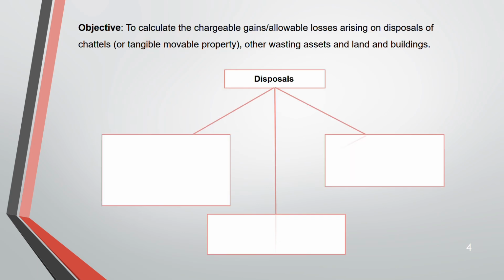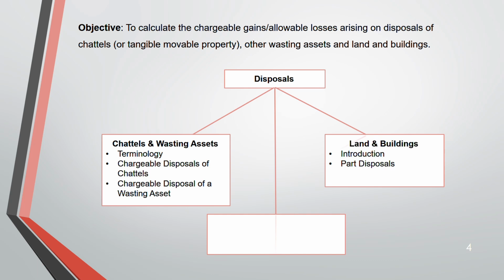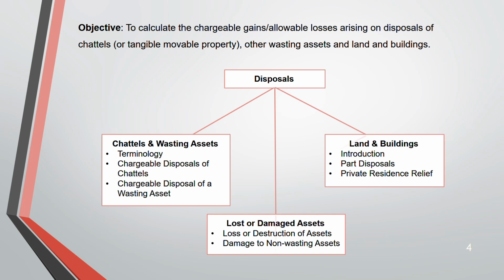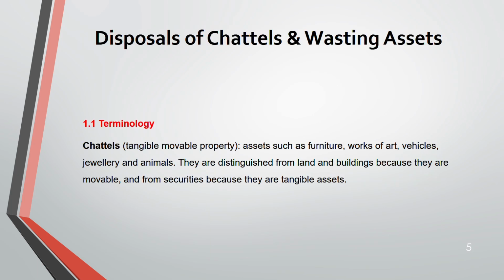Now, this is the graphical representation of what I've just gone through. Disposals are divided into three parts. Chattels and vesting assets are one part, land and buildings are another part, and lost or damaged assets are another part.